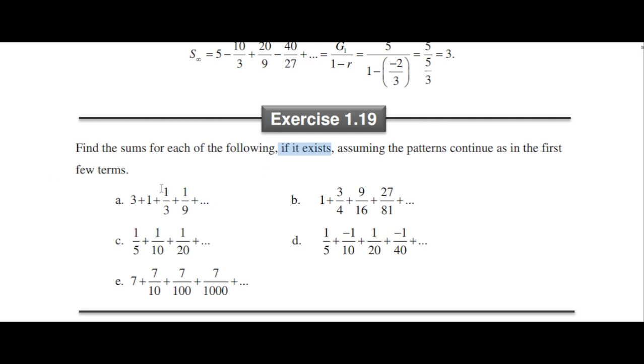Here we have the first term 3. Next term 1 over 3 plus 1 over 9. The first term is 3, and the common ratio r is 1 over 3. So let's find the sum, S infinity.